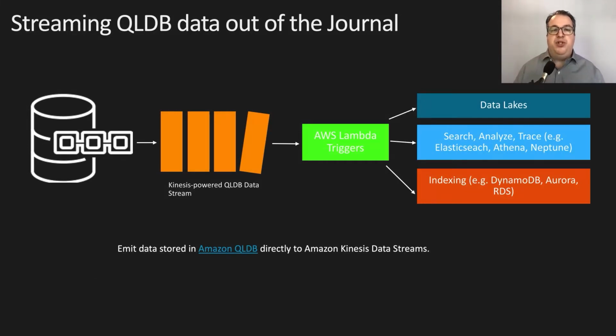QLDB now supports streaming using Kinesis data streams. Every change to the journal is pushed into the data stream, allowing applications to respond to those events in near real time. Customers can use QLDB streams to drive event-based applications, to perform real-time analytics, and to send data into other database engines to support search, analytics, reporting, and other access patterns that require a purpose-built database.